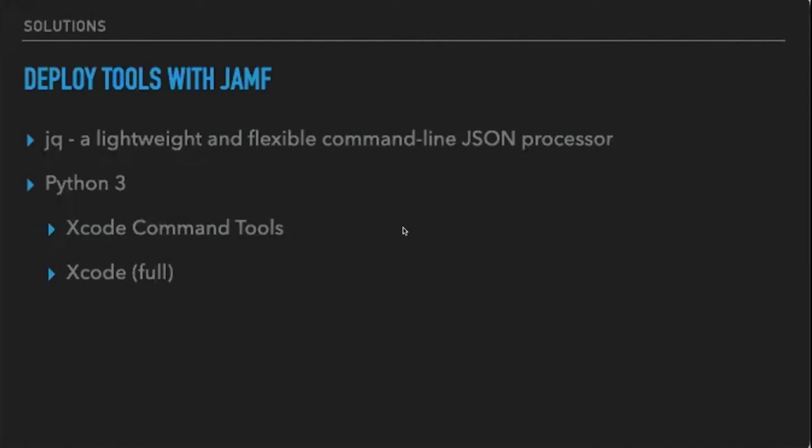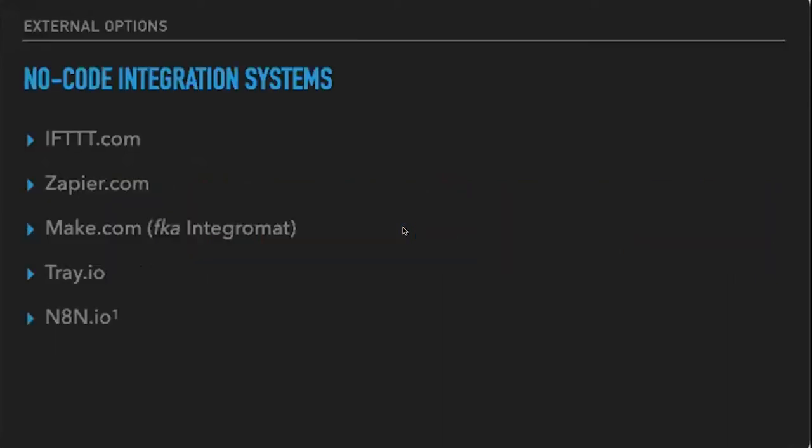How can I interact with the API? How can I have every single one of my Jamf managed computers be able to interact with the API without adding an extra level of complexity to it? So let's think way outside the box, like outside the physical piece of hardware box you're running. We can use a number of different no-code integration systems. Some I'm sure you've heard of, some I hadn't heard of until a few months ago.